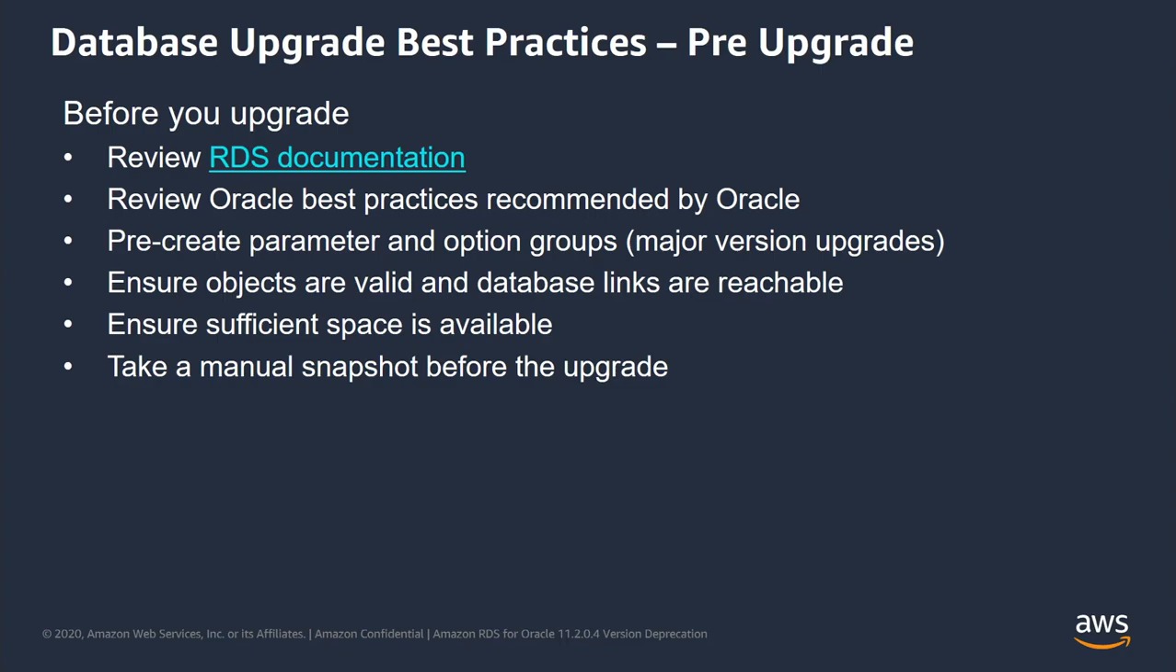Let's see some best practices as part of the pre-upgrade. Before you begin the upgrade, the first place to start the process is to review the RDS documentation and Oracle's documentation on best practices for upgrade, as things are constantly being updated. If your DB instance uses a custom parameter group, you must specify a new custom parameter group created for the target version when you upgrade. We recommend that you create a new parameter group and configure the parameters as you would in your current custom parameter group. Similarly, you must specify a new options group if you are using a custom options group.